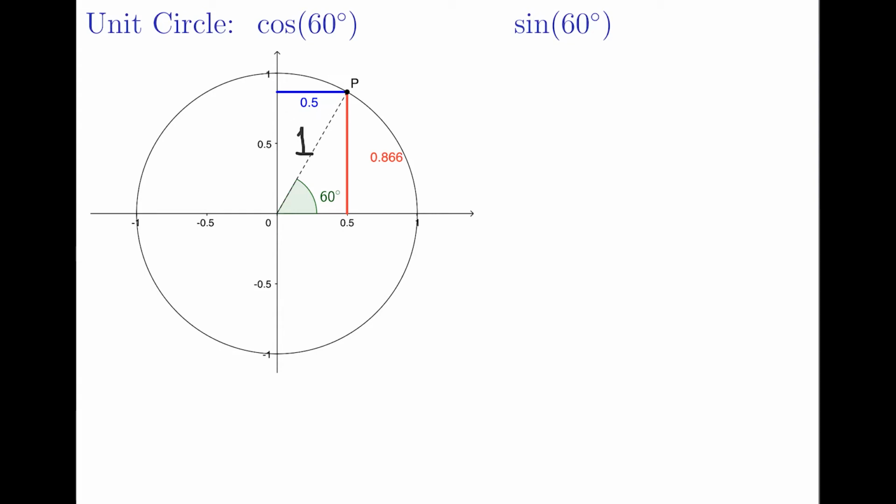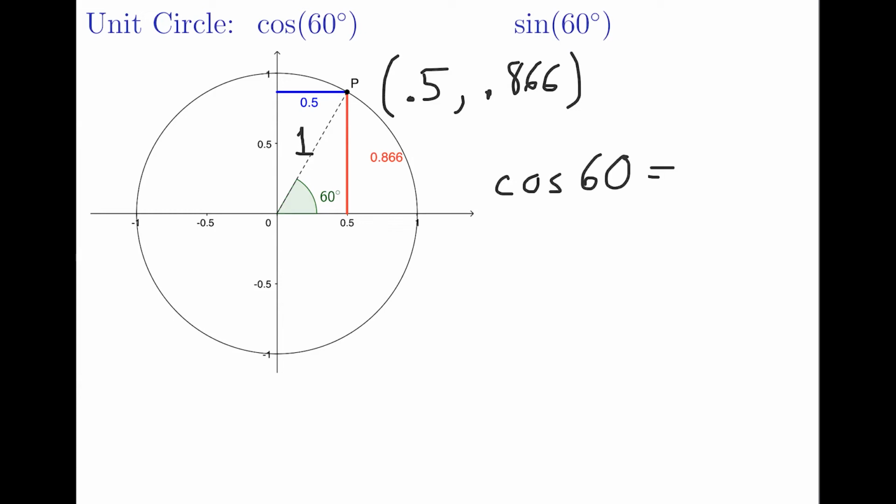How far over do we need to go? We need to go a distance of 0.5. So the x value of our point is 0.5. How far up do we need to go? That's the y value of our point. That's 0.866. And so ultimately that means that the cosine of 60 degrees is 0.5. The sine of 60 degrees, you could say 0.866, but that's just an approximation. It's probably better to say square root of 3 divided by 2.